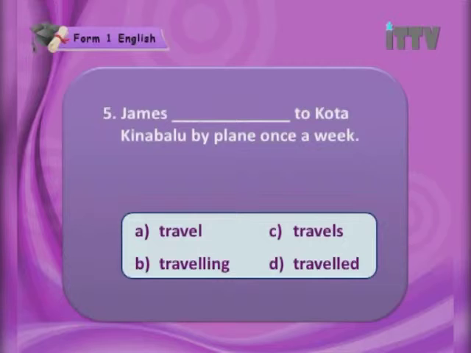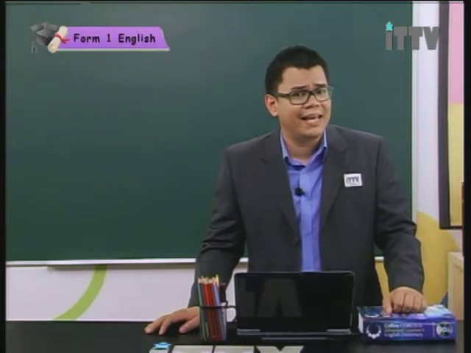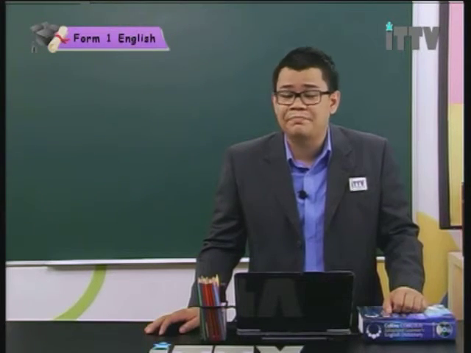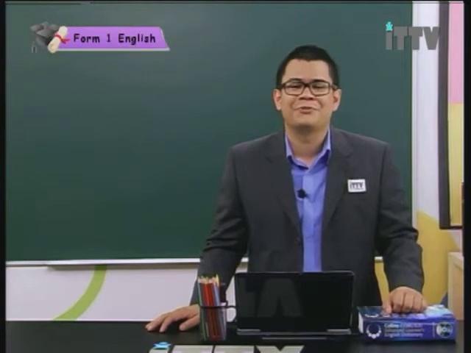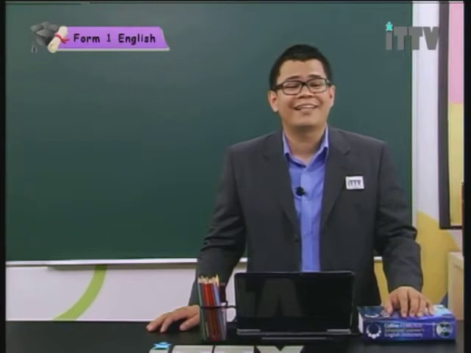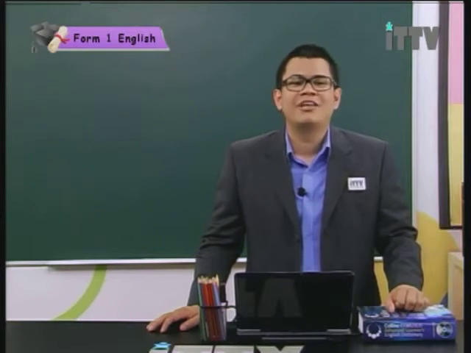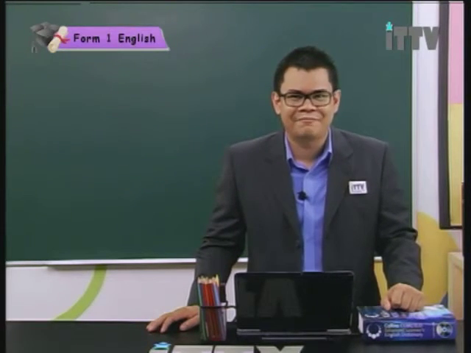Now let's take a look at the answer. And the answer is C, travels. James travels to Kota Kinabalu by plane once a week. Now, did any of you get confused with James' name? There is an S behind James' name, but James is only one person. So, we use travels with an S. So, the correct answer is C. James travels to Kota Kinabalu by plane once a week.